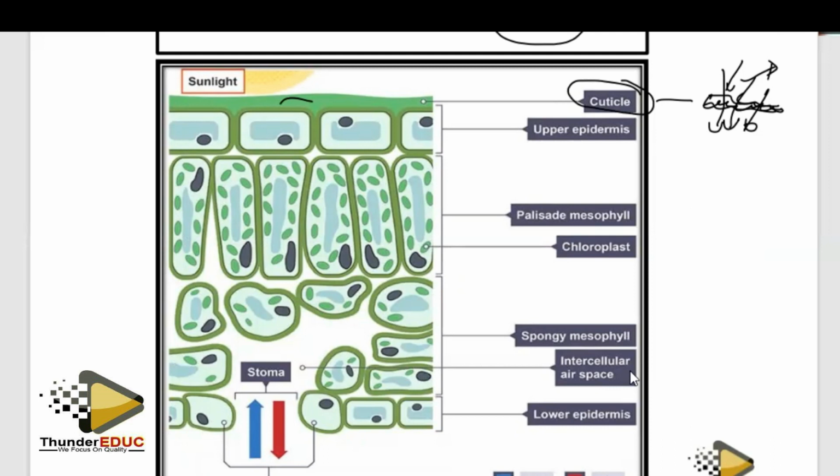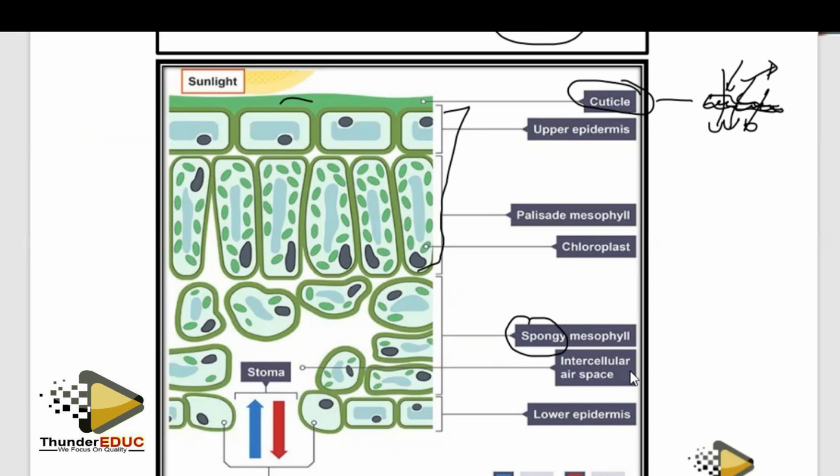It has the epidermis. This epidermis is the first layer of the cells. Then we have what you call the mesophyll. The mesophyll is divided into two. It has the palisade mesophyll and then the spongy mesophyll. Spongy mesophyll is the way you hear it. It is like a sponge. Therefore, it has air spaces in between.